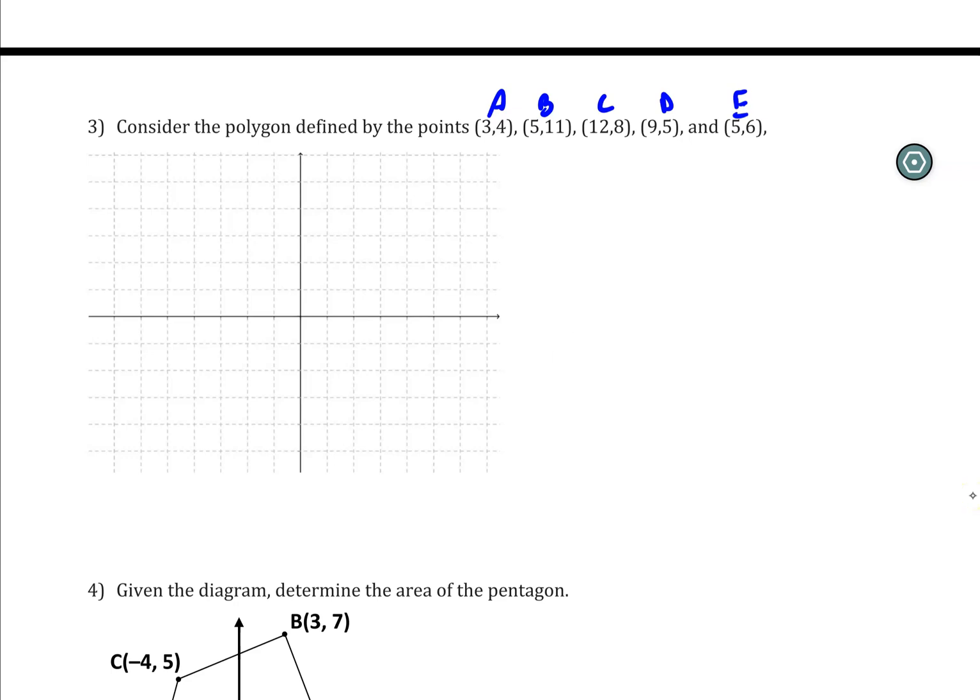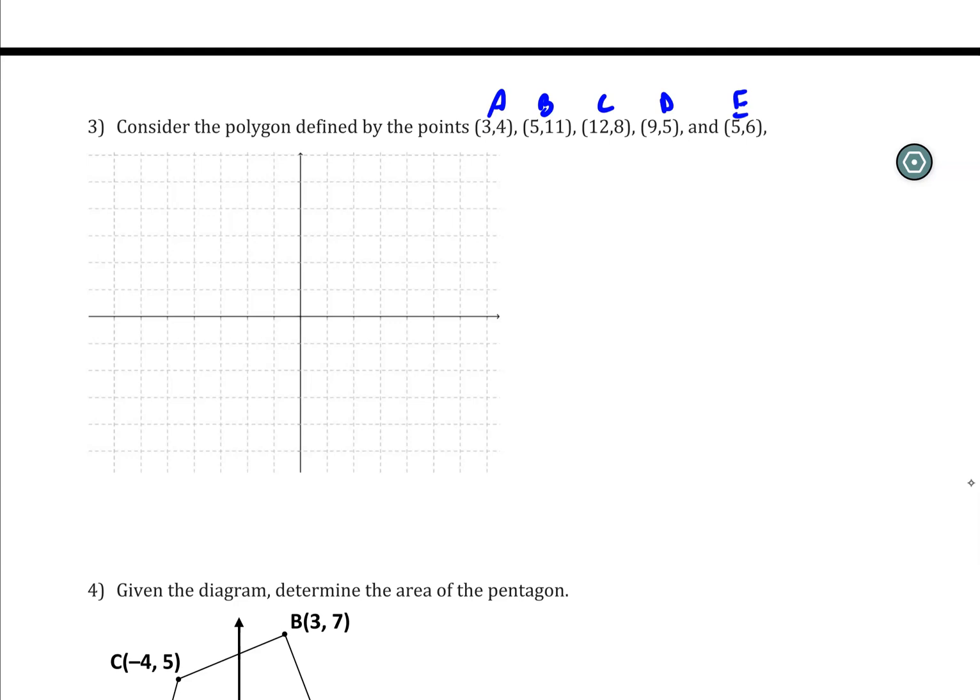So pick one of the points. Doesn't matter which one. We'll start with A. So 3, 4, and then 5, 11, then 12, 8, 9, 5. Oh, you know what? As I do this, I'm realizing one thing. I do have to make sure that I'm going around the figure properly, just because the order here does not necessarily mean the order is actually there. So let me try to plot these real quick.